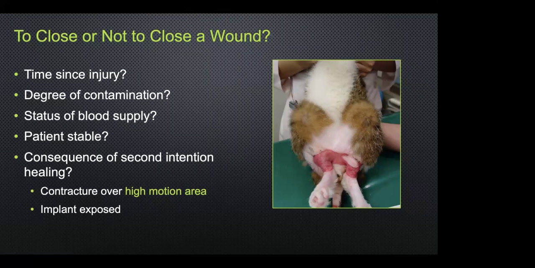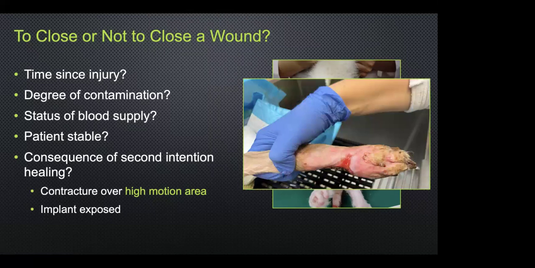Also with implant exposure, this was a patient of mine, Boomer, from a couple years back, with metacarpal fractures that were managed with bandaging for many, many weeks. The tricky part here was you want to be able to close over an exposed implant. You can see the plate right here. But you can't, because there's not enough skin. So that's another consequence of second intention healing: now we're dealing with an implant infection and the plate's likely having to come out.